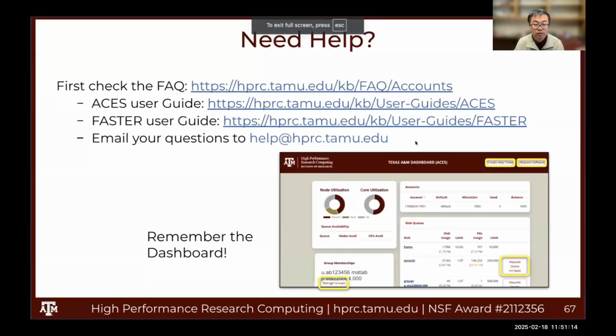Here is for needing help. So this is our ACES user guide and FASTER user guide. We have examples to get you started on these clusters. If you want to request, for example, to install some software on ACES cluster, you can always use our ACES portal dashboard, and then you will see a button called request software. And then our system administrators will help you to install the software on our cluster as well.